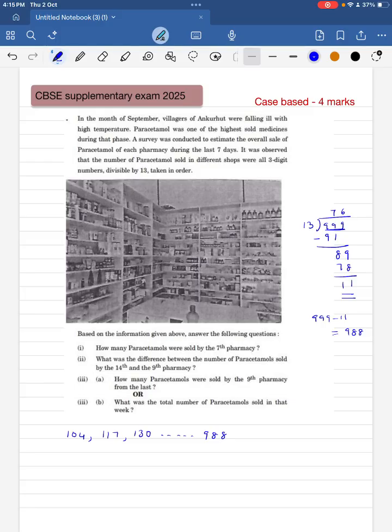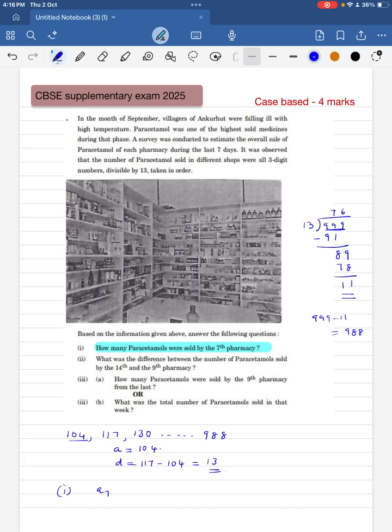So now we have our series in place. Now we need to find out the values of A and D. A will be the first number of the series, so that is 104. D is 117 minus 104, which is equal to 13. So we got the value of A and D. Now let's answer the first part of the question. How many paracetamols were sold by the 7th pharmacy? Which means we have to find out the value of A7.